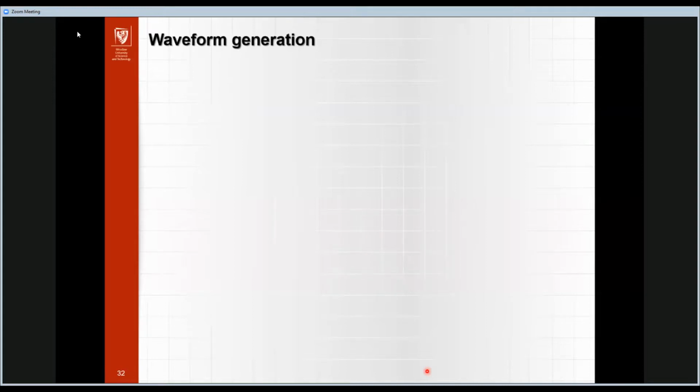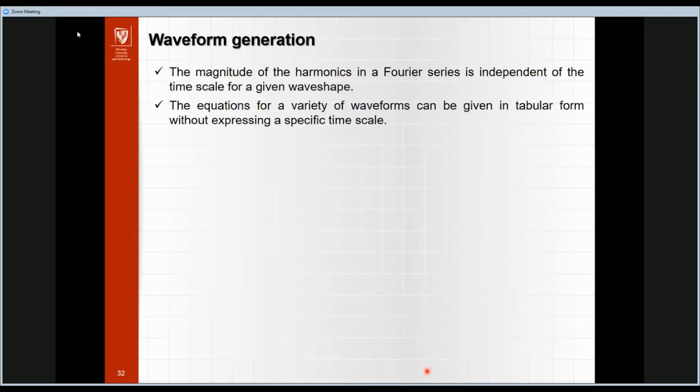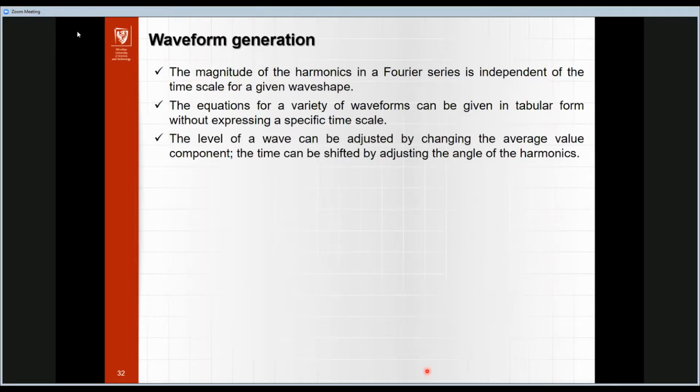Okay, and now waveform generation. The first information: the magnitude of harmonics in a Fourier series is independent of the time scale for a given shape. The equations for a variety of waveforms can be given in tabular form without expressing a specific time scale. And the level of the wave can be adjusted by changing the average value.